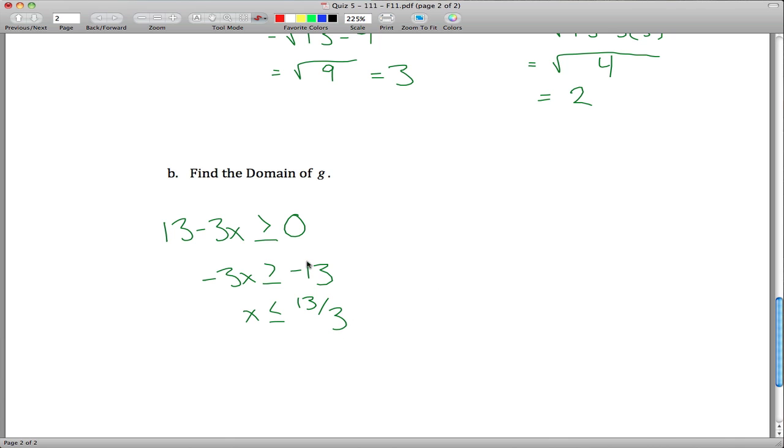So the domain of g, since it didn't say I had to use interval notation or anything, maybe I'll just leave it like this. And that's the end of the quiz.